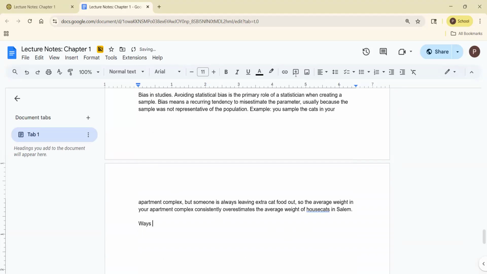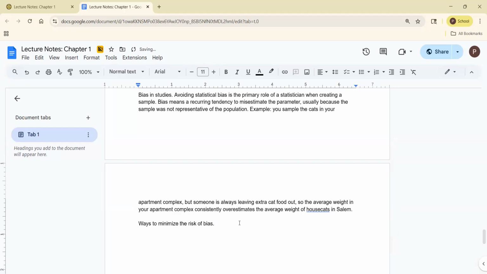Ways to overcome the risk of bias. Now, one of the challenging things in statistics is we don't know if we have biased data. Biased data means our sample is not a good estimate of our population, but the whole point of statistics is we don't know what our population is. So we can't necessarily overcome bias, but we can minimize the risk.